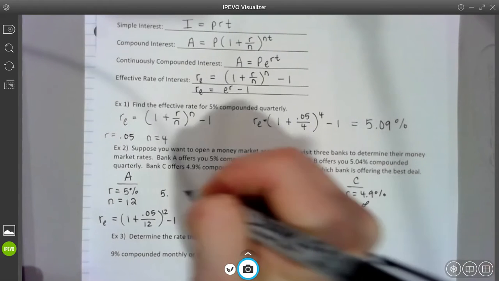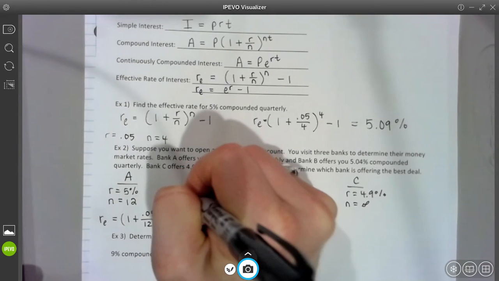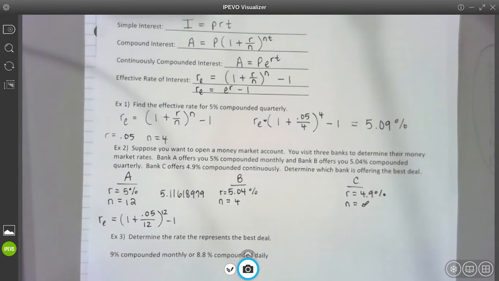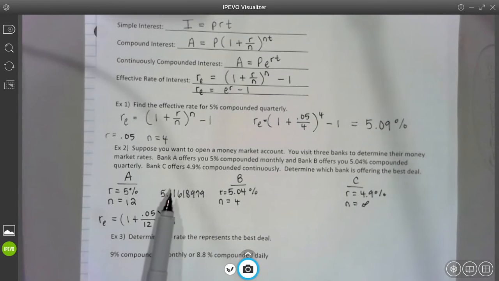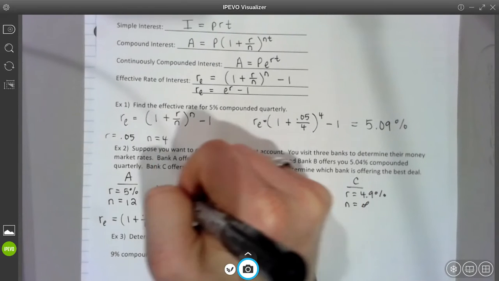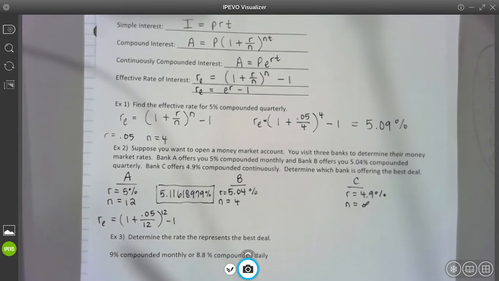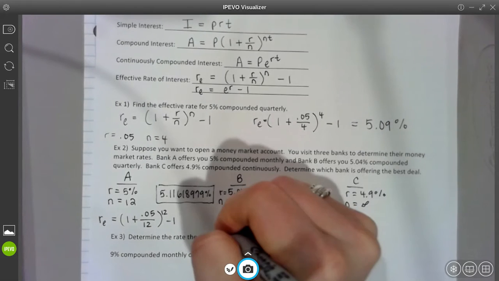I'm running out of room. Okay, just to compare, right now my effective rate is 5.11618979%. That's the yearly interest rate. If interest was only compounded once a year, that would yield me the same amount of money as it being compounded monthly. That's what your money would yield on a yearly basis, about 5.12%. All right, let's find this one.